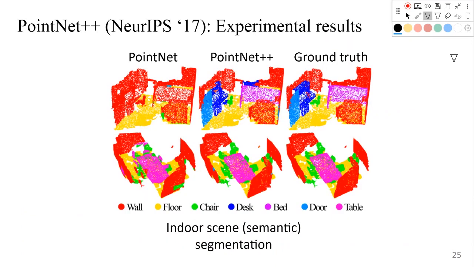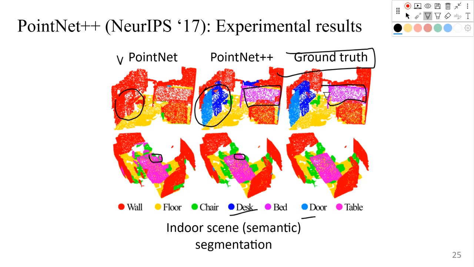Next is the experimental result. Here we have a segmentation result on the indoor scene dataset from PointNet and also PointNet++, and this is the corresponding ground truth. As we can see, PointNet missed some segmentation around this region, which corresponds to the door and also the desk, and PointNet++ can segment this. Also here this is correctly segmented, and here it's very obvious, this is correctly segmented, and this is a wrong segmentation.